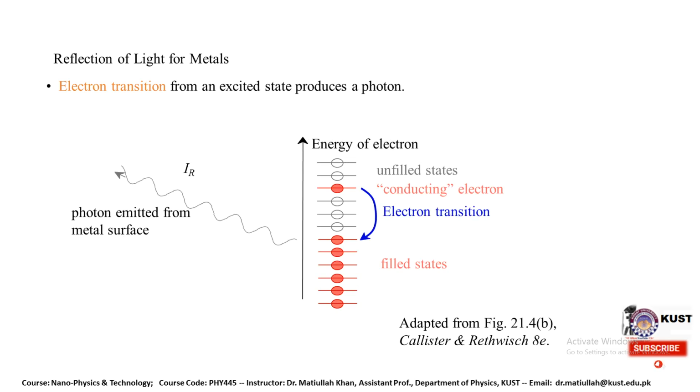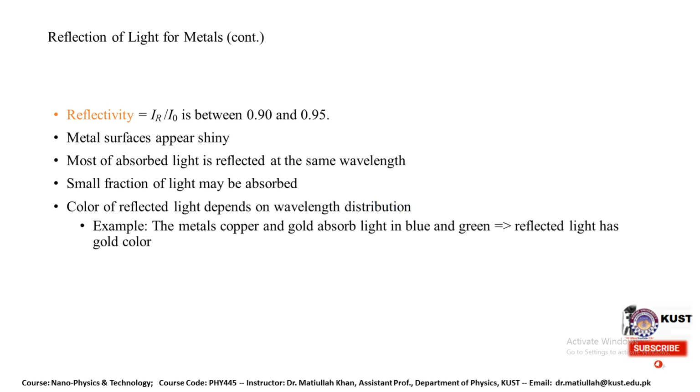So we have another property of the material, that is the reflection of light for metals. In the case of metal, how does the reflection occur? Electron transition from an excited state produces a photon, and that photon is a type of reflection process. What happens? The electron from the conducting state makes a transition toward the lower energy levels. So a photon is emitted from the metal surface, and this is called the reflection process. So we have reflection of light from metal.